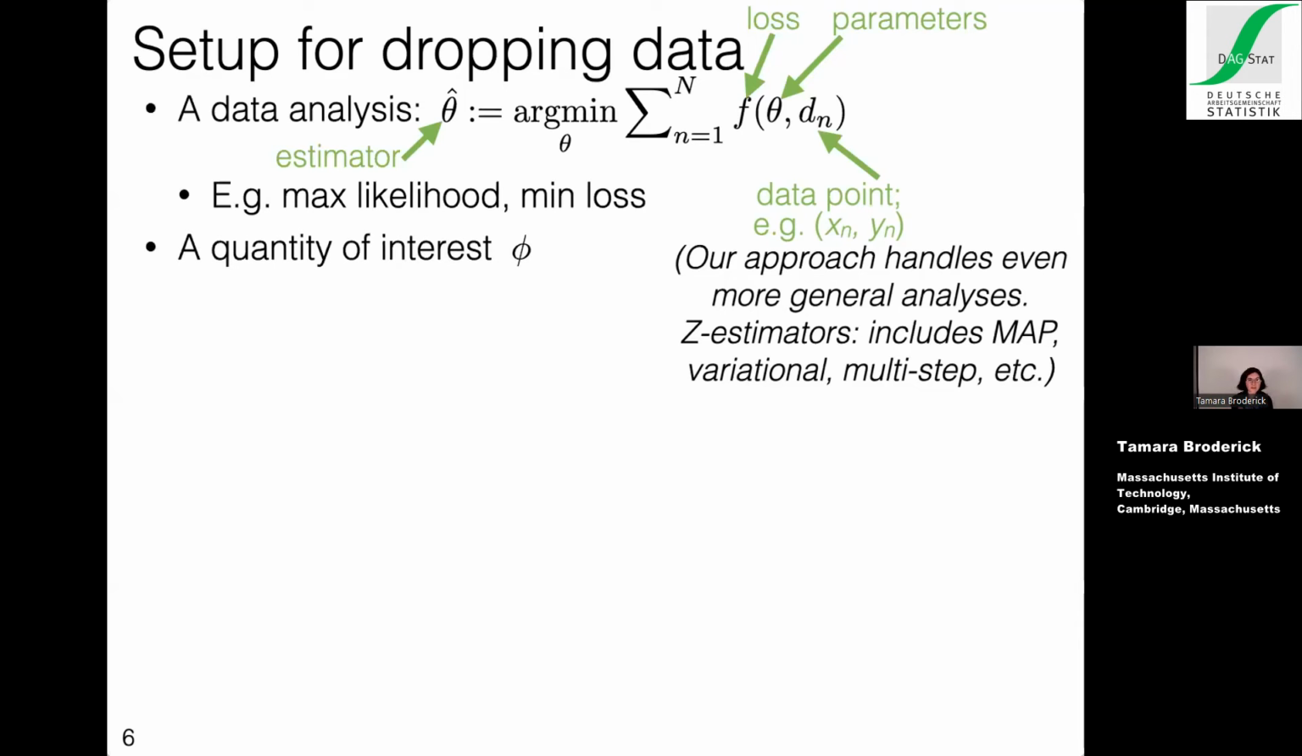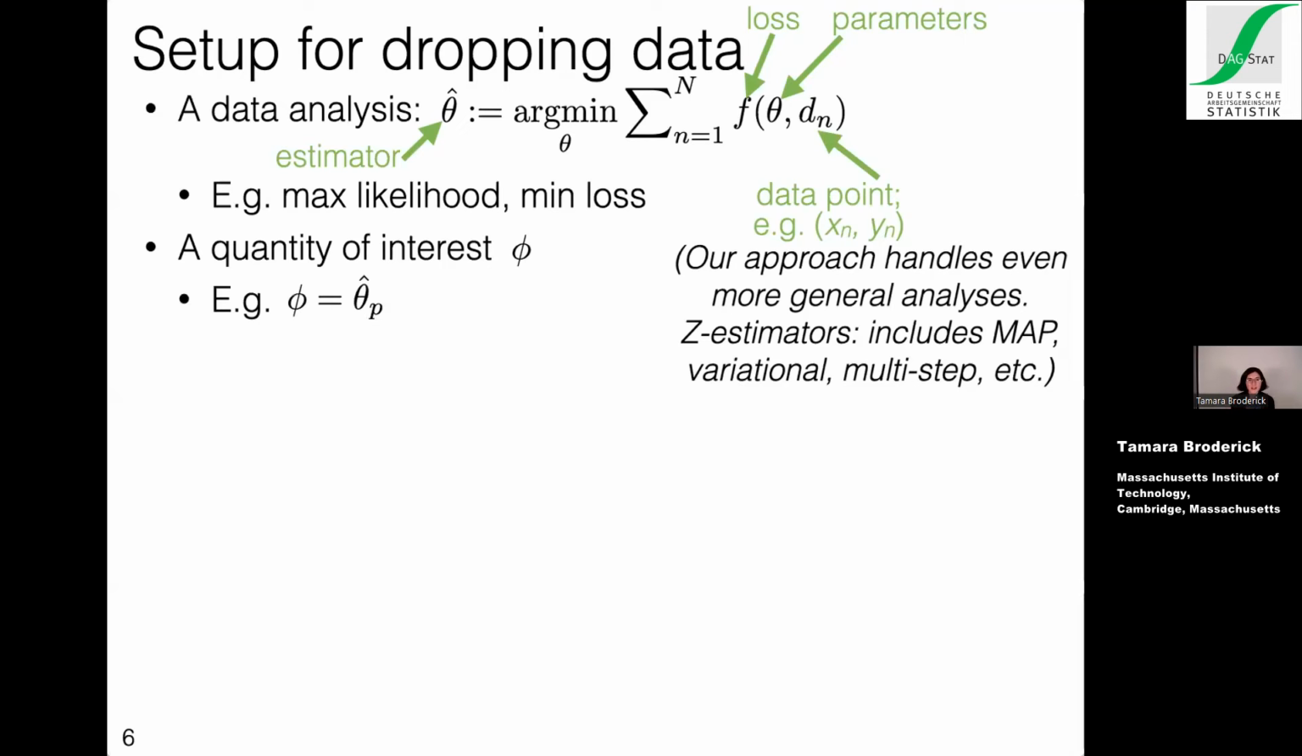Okay, now typically we don't just end there. We actually have to make our decision based on this data analysis. And so let's call our quantity of interest that we use to make our decision phi. So for example, when we were talking about the microcredit data analysis a moment ago, the parameter vector was theta 1 and theta naught, but we actually just used theta 1 to make our decision.